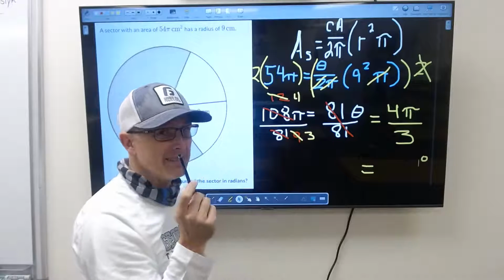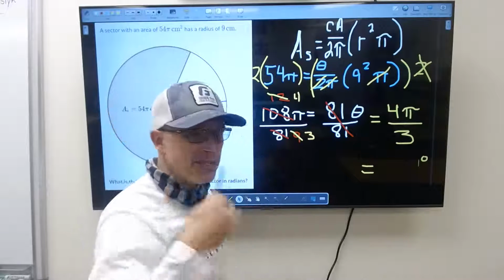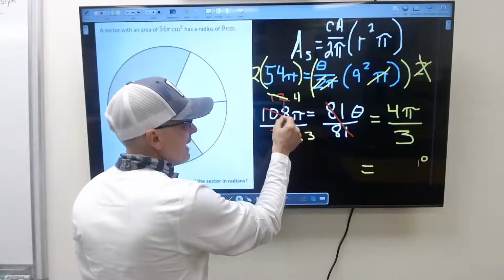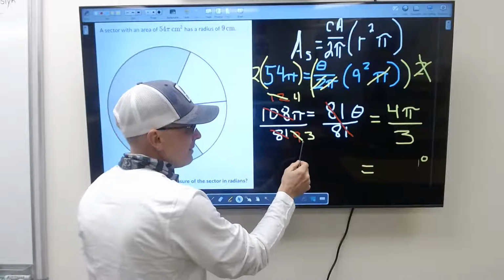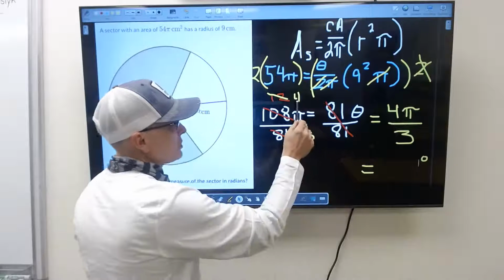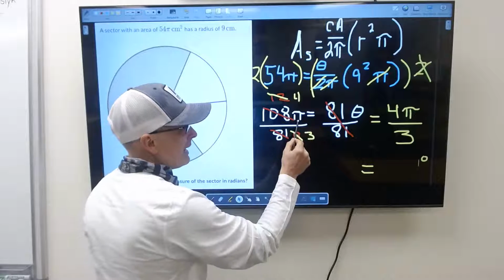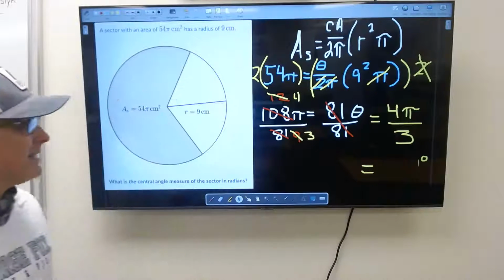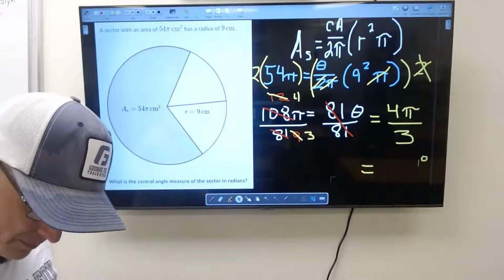It also can be simplified. Just because you've done it once doesn't mean you're done. This has a 3. Divide it by 3, I get a 4. Divide that by 3, I get a 3. The 81's already gone. So I've got my 4, I've got my pi, and I've got my 3. 4 pi over 3 is that central angle.